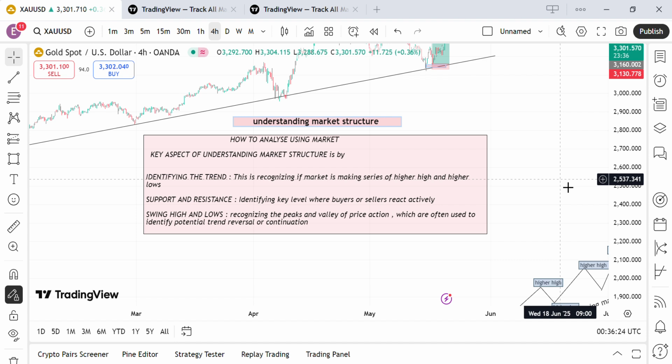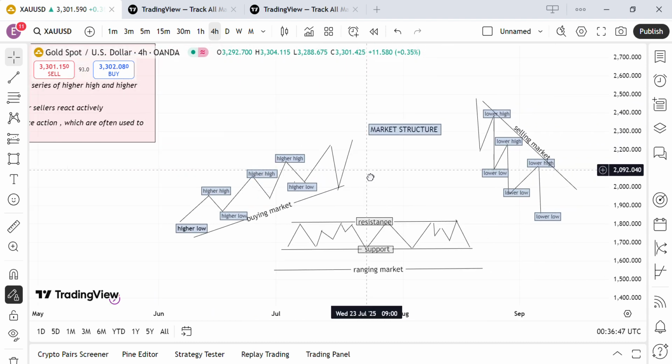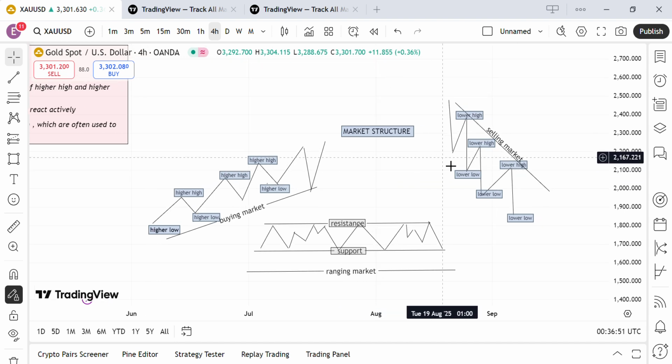So next one is recognizing the swing highs and swing lows. This is by knowing the peaks and valleys of price action, which are often used to identify potential trend reversal or continuation. Now, let's use a diagram to explain more about this. If you watch closely, when it comes to market structure, we have two forms. We have trending market and we have ranging market.